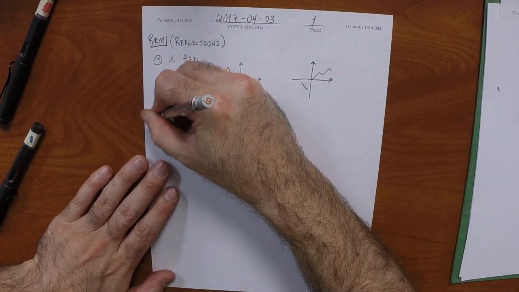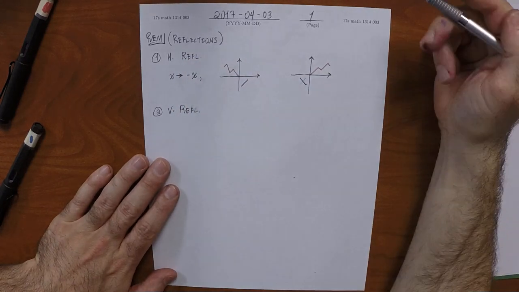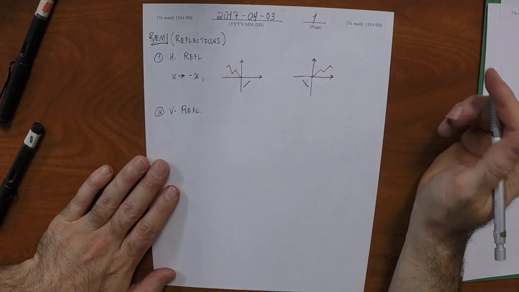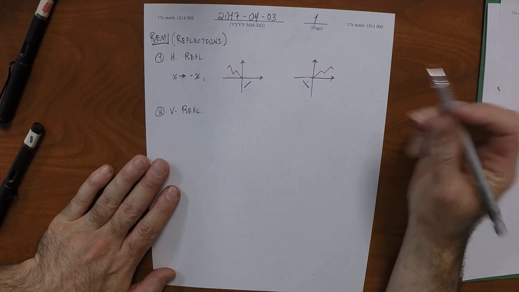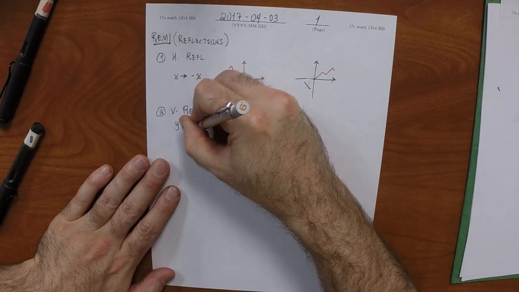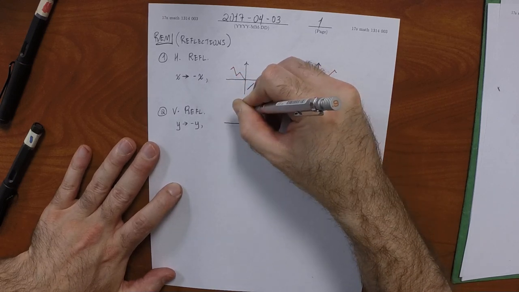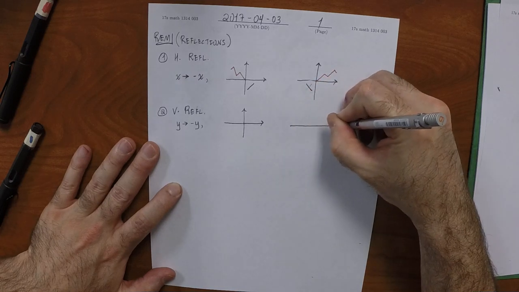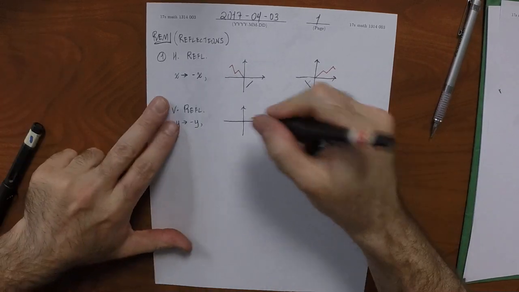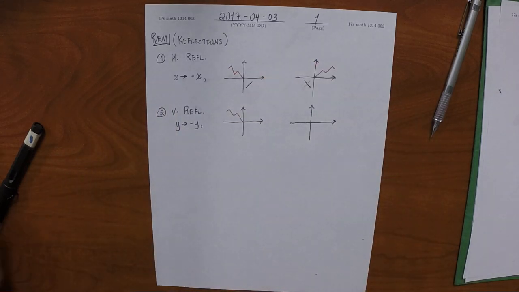So, 2, vertical reflection. By virtue of it being vertical, what variable are we playing with? The y's. And would anyone care to speculate what the transformation is, algebraically? Yeah. Y's become negative y's. So if I again try to draw the same thing, more or less.